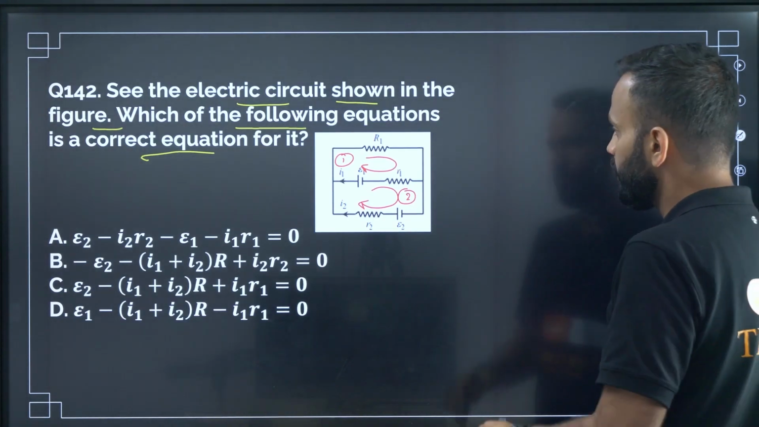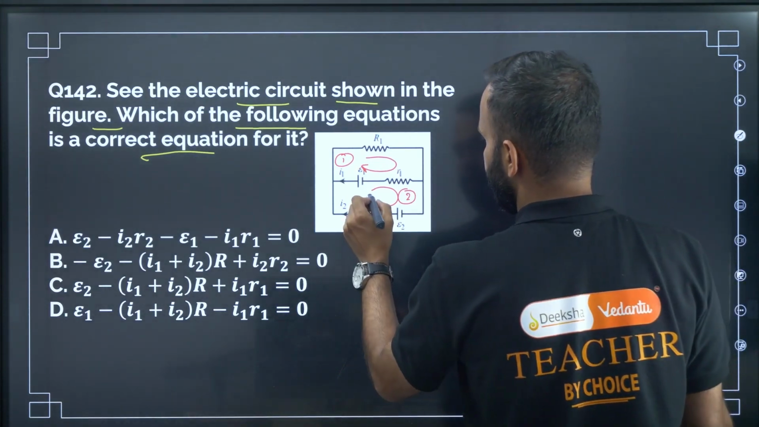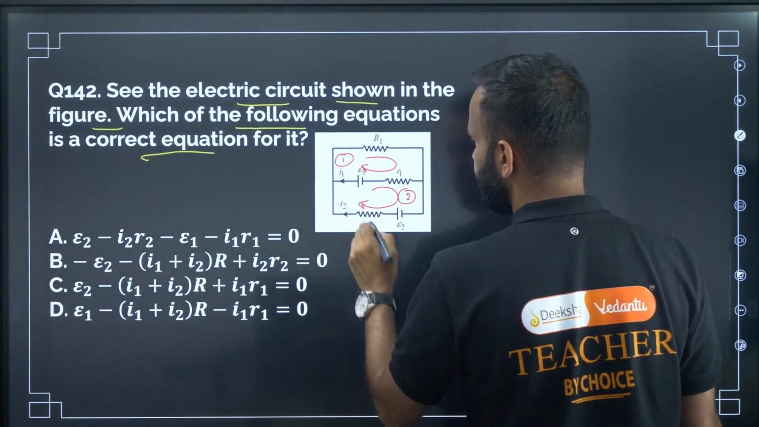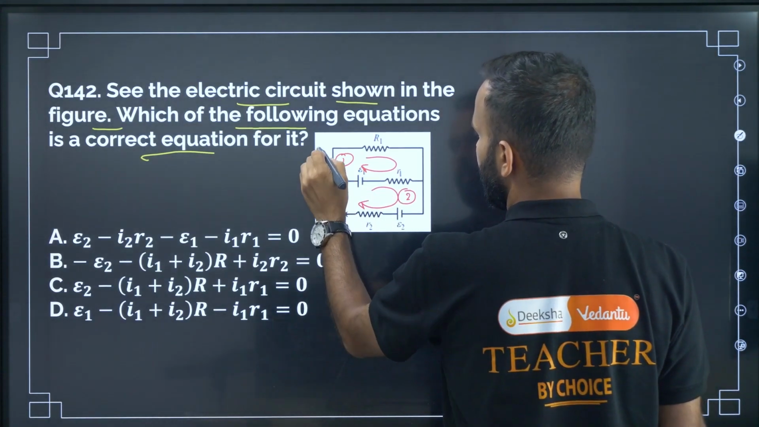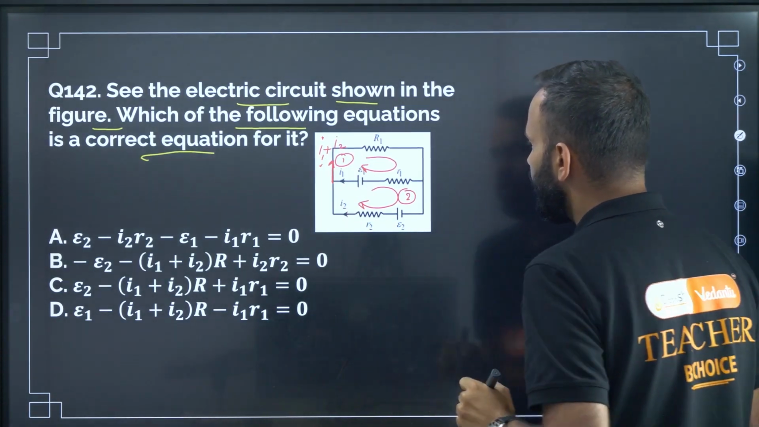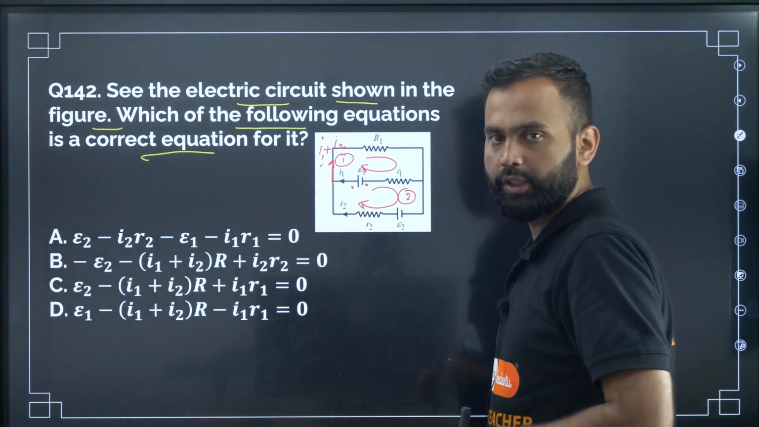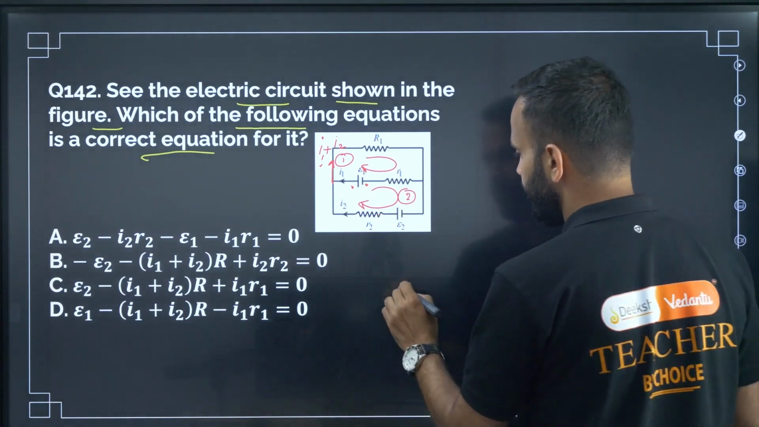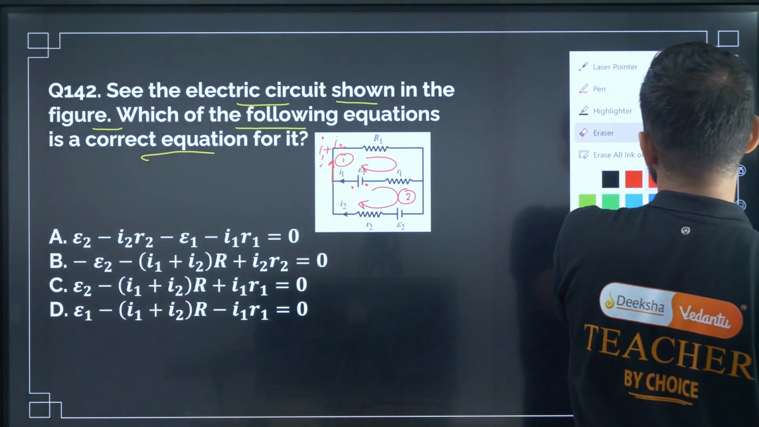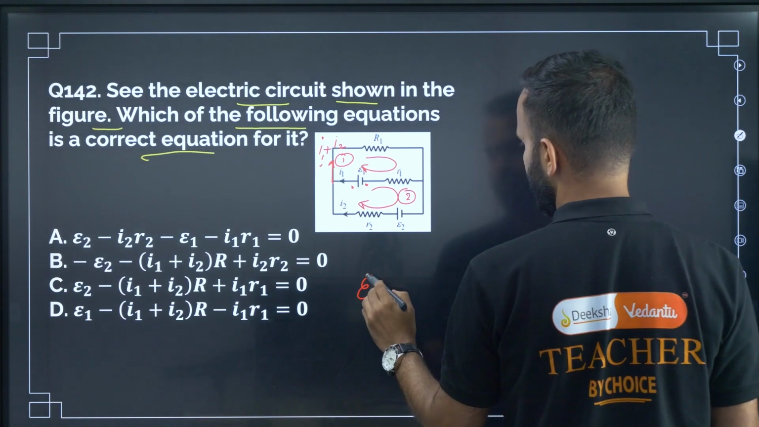Now the KVL for the first loop. Here this is the direction of the loop, that is clockwise. This is the direction of the current, I1 plus I2. Now here we are moving from lower potential to higher potential, so this will be plus E1, right? Plus E1.